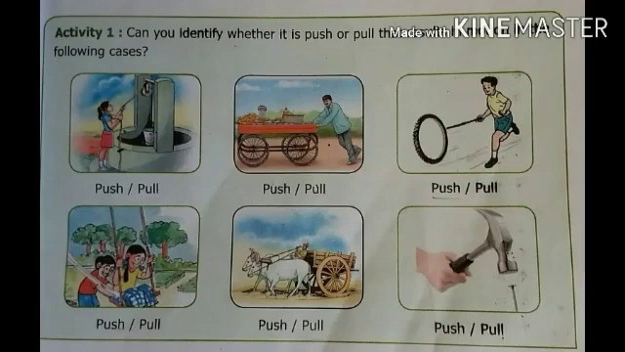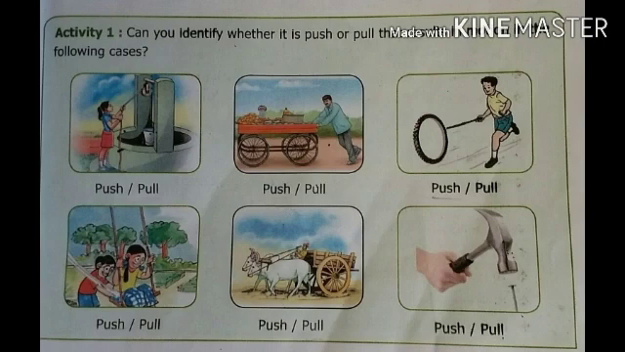Next one is an activity. In this activity, you have to identify whether it is a push or pull that results in motion. In the first picture, you can see a girl drawing water from a well. One end of the rope is tied to the bucket and the other end of the rope, the girl is holding. Is she pushing or pulling the rope? She is pulling. So the answer is pull.